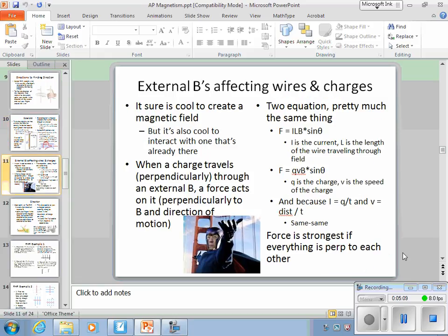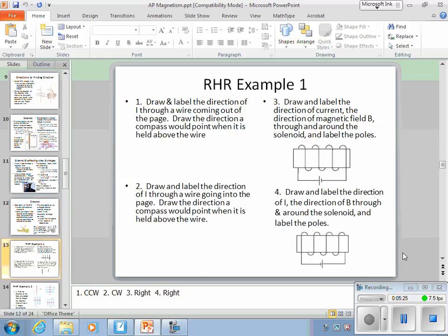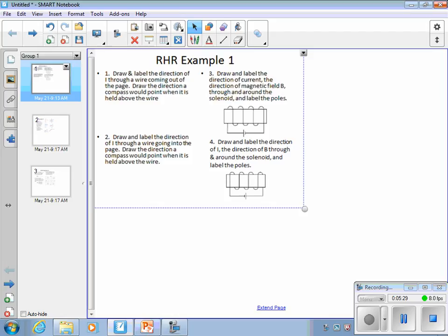And then when you have an external magnetic field, you use the open palm right-hand rule. The thumb is, as before, the direction of the current, the fingers are the direction of the magnetic field, and your palm is the direction of the force. Okay, so now we can look at some of these example problems that I'd asked you to work on.